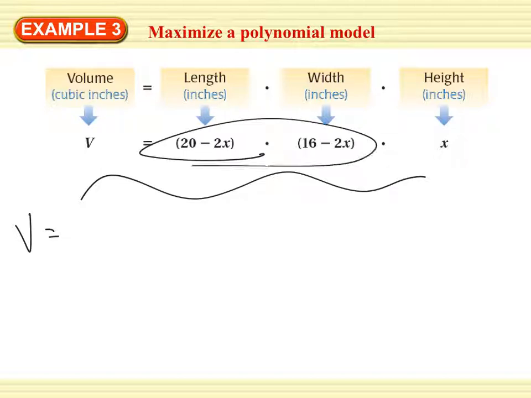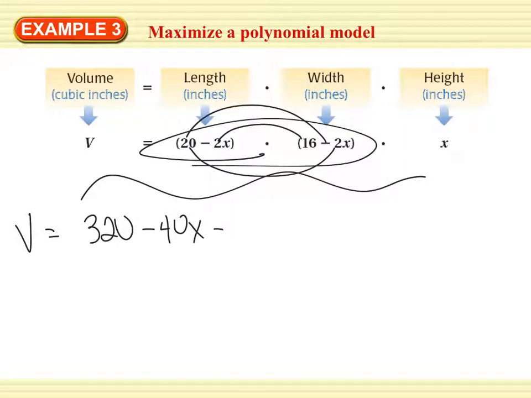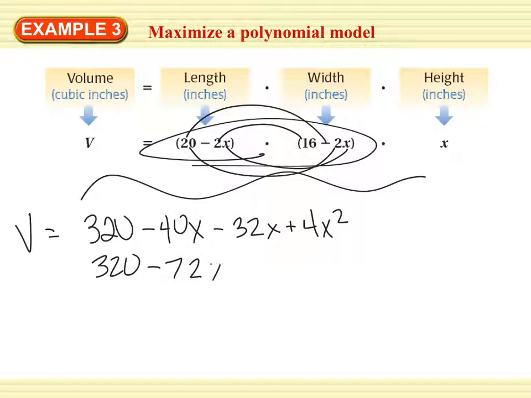Volume is going to be, let's multiply these together first. First times first, 20 times 16, 320. Okay, first outer minus 40x, inner minus 32x, and last plus 4x squared. Let's collect some like terms. 320 minus 72x plus 4x squared. I'm going to multiply that times my height, which is x.